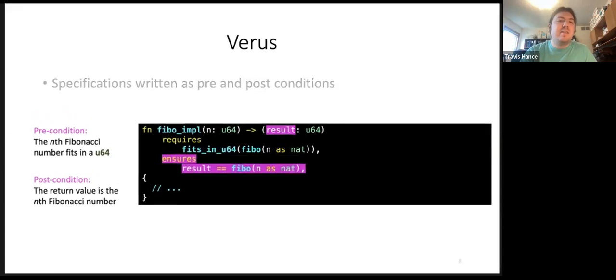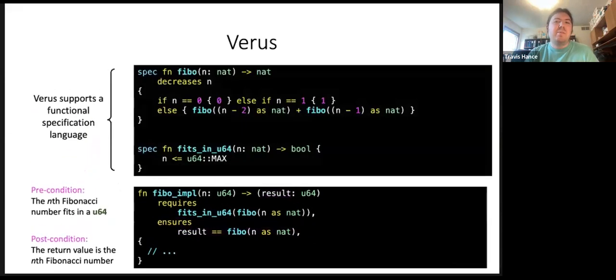Okay, and for writing specifications, Verus supports a whole functional specification language that looks like Rust and is in fact type checked by Rust. So here, for example, you see the definitions of fib and fits_in_u64. So this is just a little example of writing a specification in Verus.